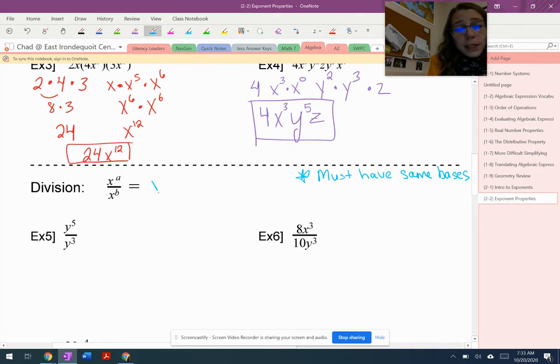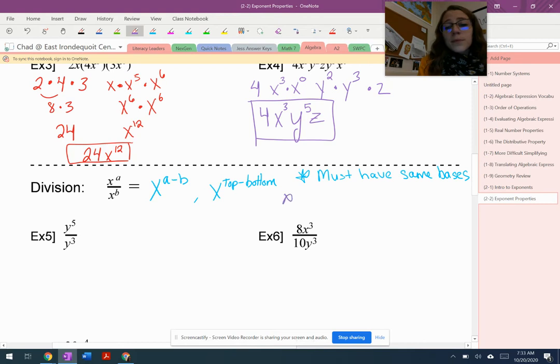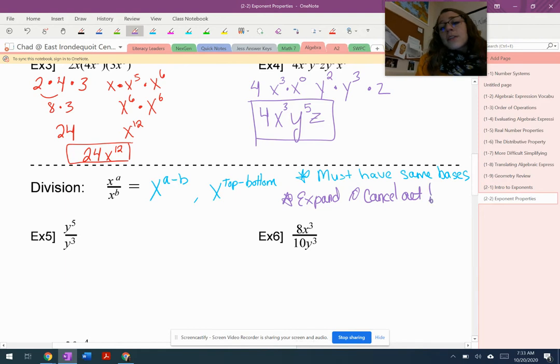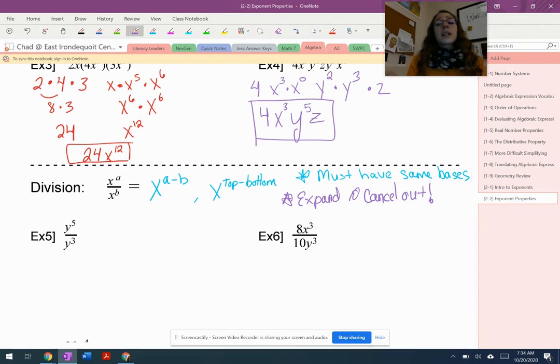So that would be x to the a minus b. X to the top subtract bottom. Or just expand and cancel out. This is going to be the best thing that you do, is that expanding and canceling out. That's a kind of because you'll be able to see it, and it'll make sense as to why you're getting the answer you are and why things are staying on the top or the bottom of that fraction here.